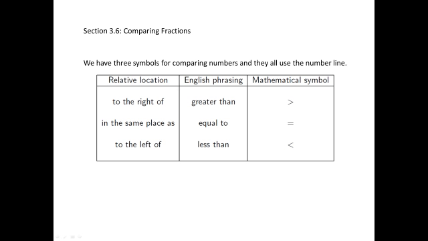Section 3.6, Comparing Fractions. This chart should look familiar. We've seen it in a previous section. We use these 3 symbols, the greater than sign, the equal to sign, or the less than sign, to compare numbers on the number line. Greater than means to the right of, equal to means in the same place as, and less than means to the left of.